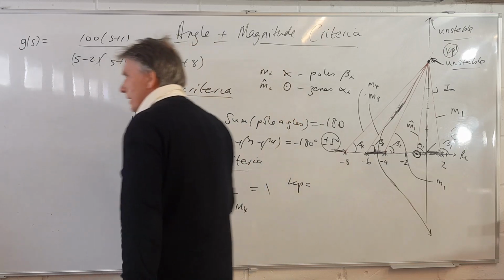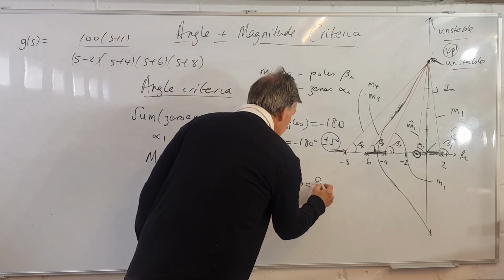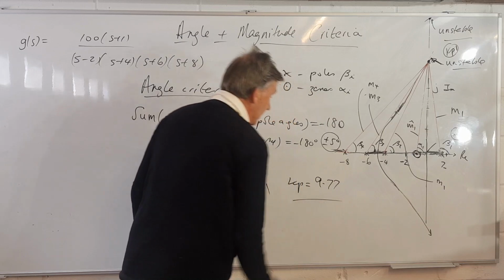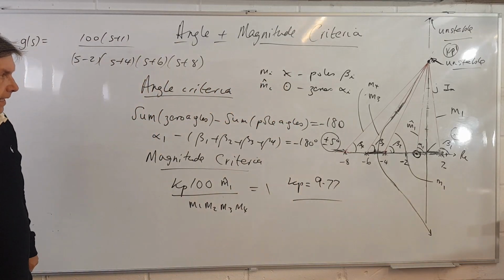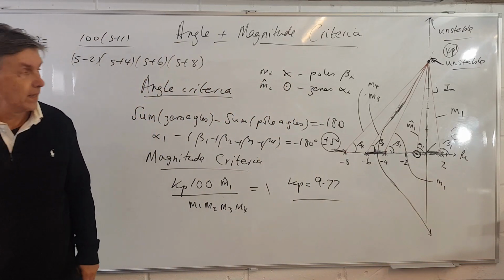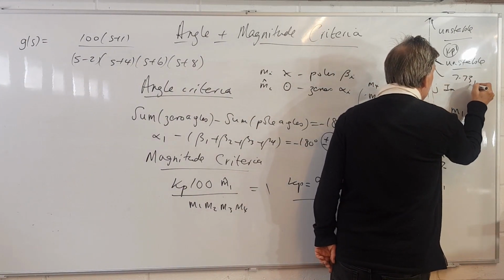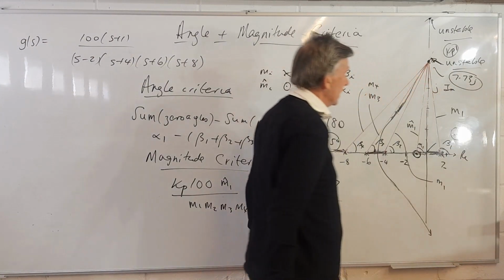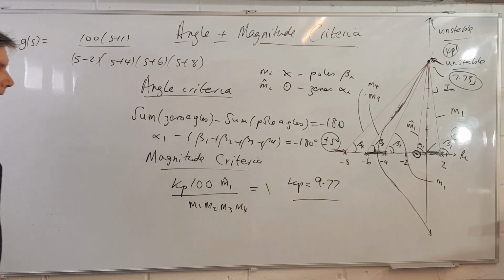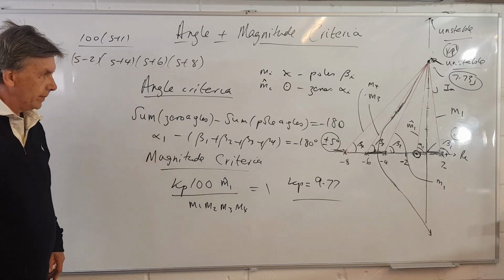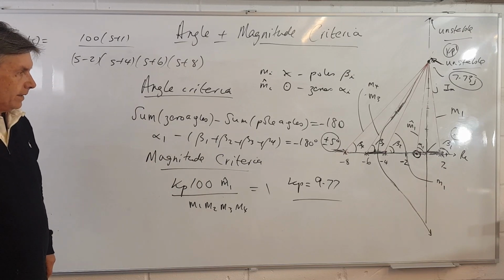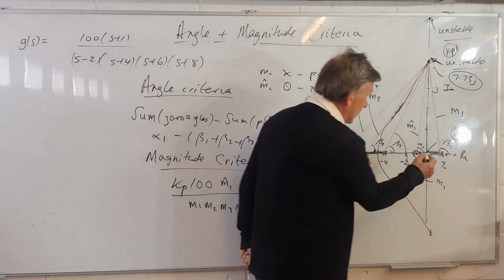Kp comes out as 9.77. I've done these in MATLAB, so I know they're correct. And the point itself here is at 7.73j. That gives you an idea, if you had to have a go at doing this one, of what the answers would be.